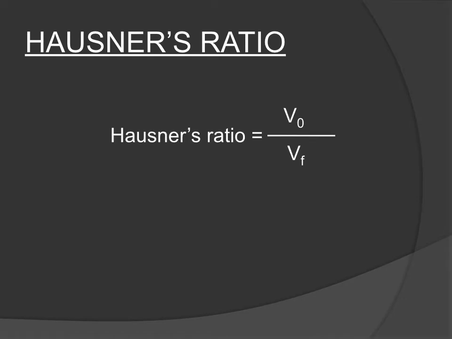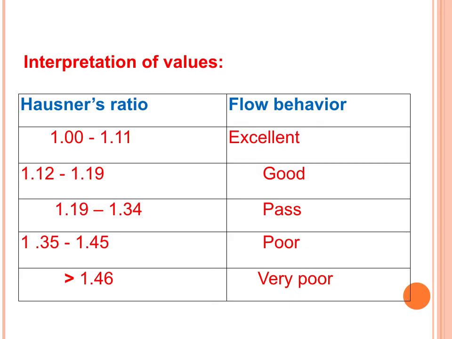The Hausner ratio can be calculated using this equation: Hausner ratio equals V node over VF. So there is no need here for rho node and rho F. Once you have V node and VF, you can calculate the Hausner ratio. Again, we have a similar table, and you can observe the inverse relation between the Hausner ratio and flowability. If the Hausner ratio is very high, flowability is very poor. If the Hausner ratio is very small, it means that flowability is excellent.